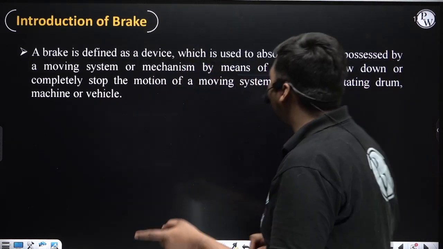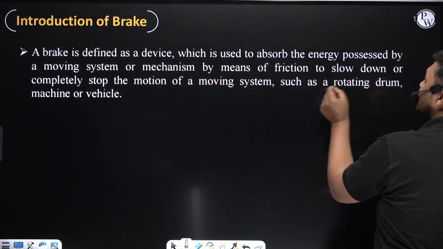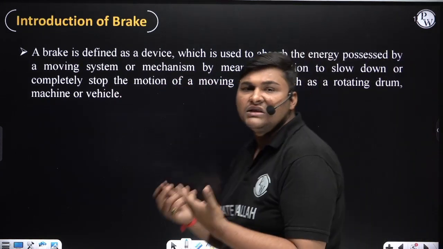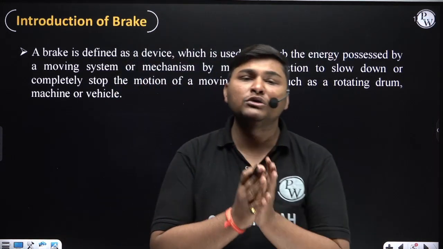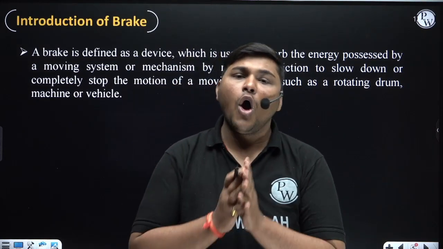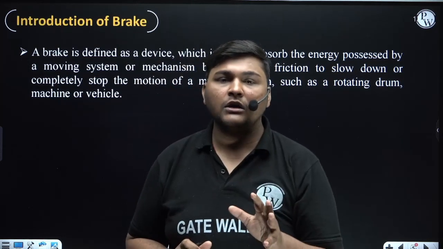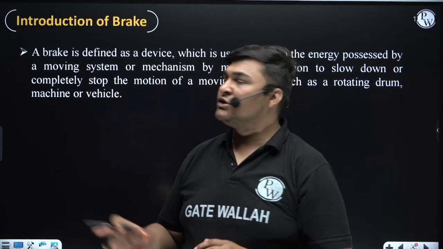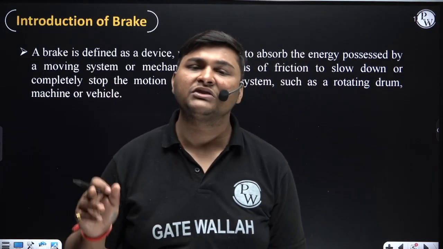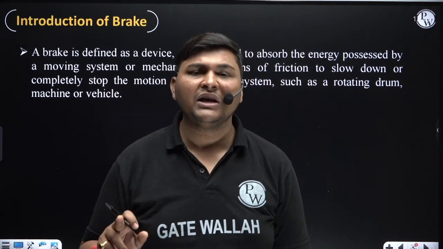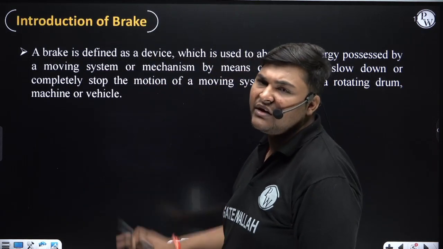Now what is the objective to absorb this energy? You already know. To slow down or completely stop the motion of a moving system such as a rotating drum, machine or vehicle. This is the application of brake. Means through brake, if we want to reduce the speed of any moving system, or we want to completely stop the moving system by means of friction, the device which we use is known as brake. Means brake absorbs the kinetic energy of a moving system by means of friction to reduce the speed of the system or completely stop the moving system. Okay, so this is the definition of brake.